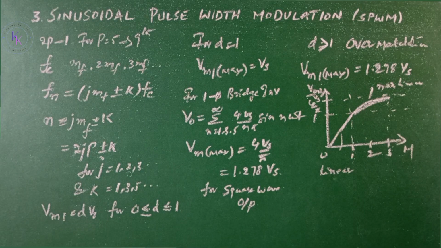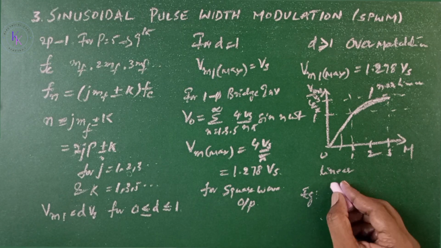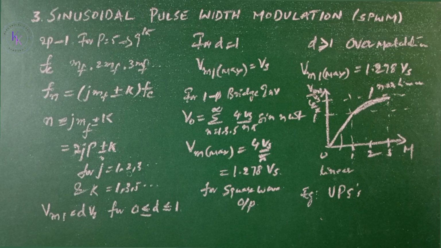Over modulation basically leads to square wave operation and adds more harmonics as compared to the operation in the linear range, that is d less than 1. Over modulation is normally avoided in applications requiring low distortion. An example is uninterruptible power supplies, that is UPSs, where over modulation is avoided since they require low distortion.